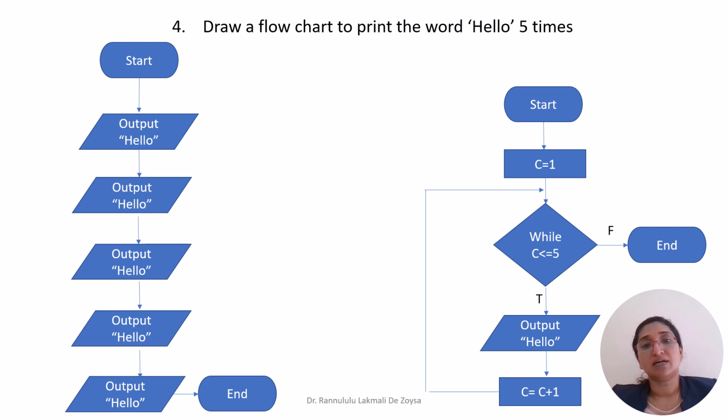You come here, while c is less than or equal to 5. Now what is the value for c? 6. Is 6 less than 5? No. Condition false. If the condition is false, what to do? End the program. I hope you're clear up to this point.